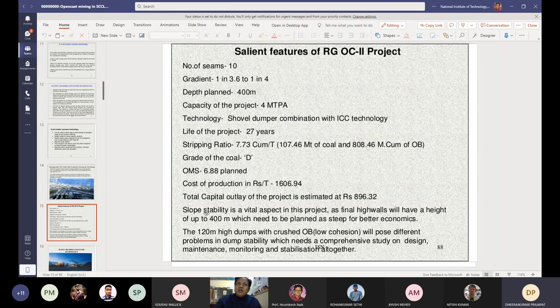Total capital outlay of the project is estimated to be 896.32. Total capital outlay of the project is rupees 896.32. It may be in crores.